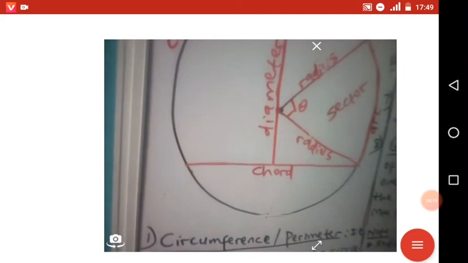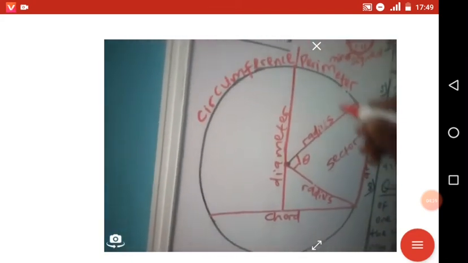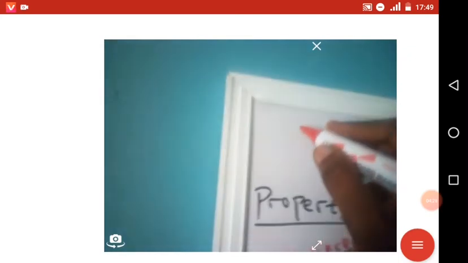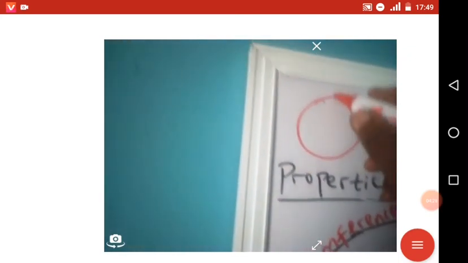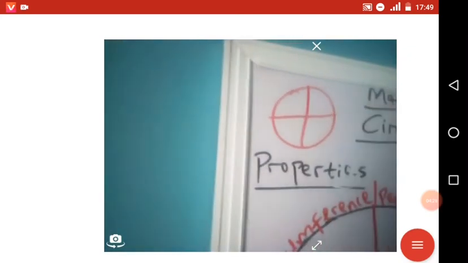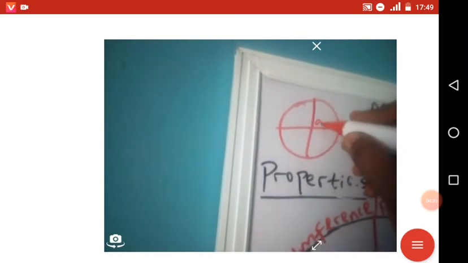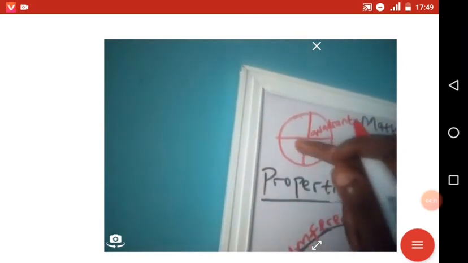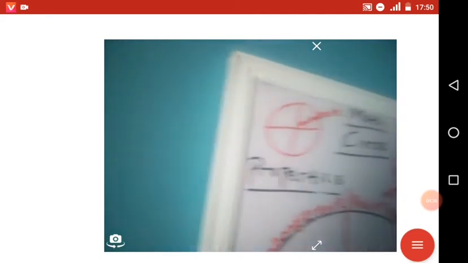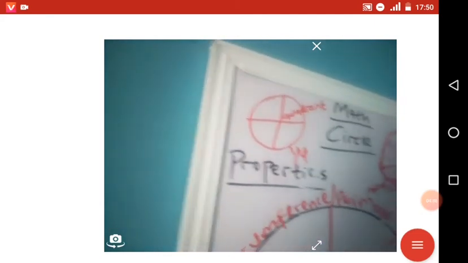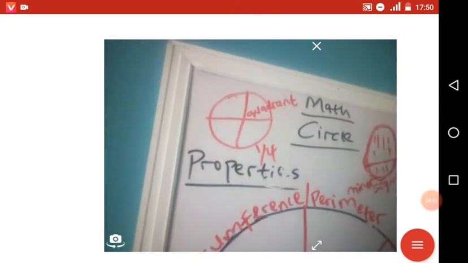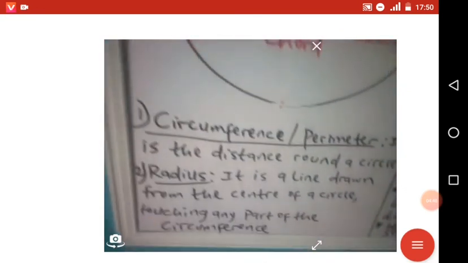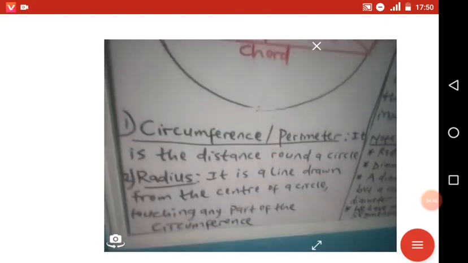Good. Now we can also divide a circle into 4 equal parts. Each part is called a quadrant. So this is a quadrant. This is another quadrant, this is another quadrant, this is another quadrant. That is 1/4 of a circle. Is that understood? Good.